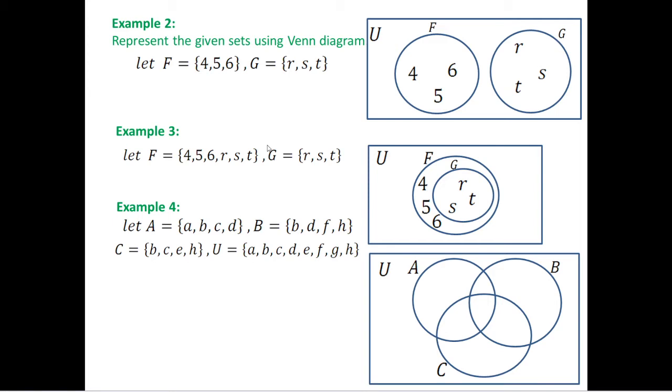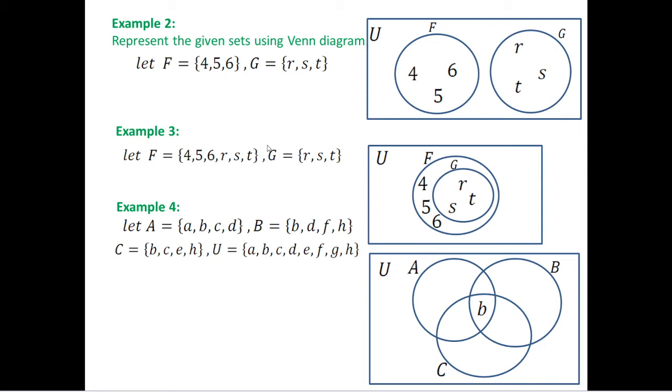Okay? So all the three sets have a common element. They have an intersection. And what is common between A, B, and C? It is the element B. So we put the B in the region which is common for the three sets.